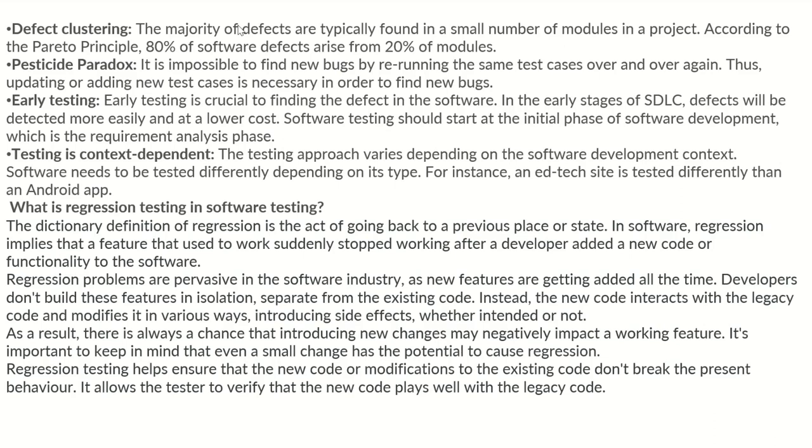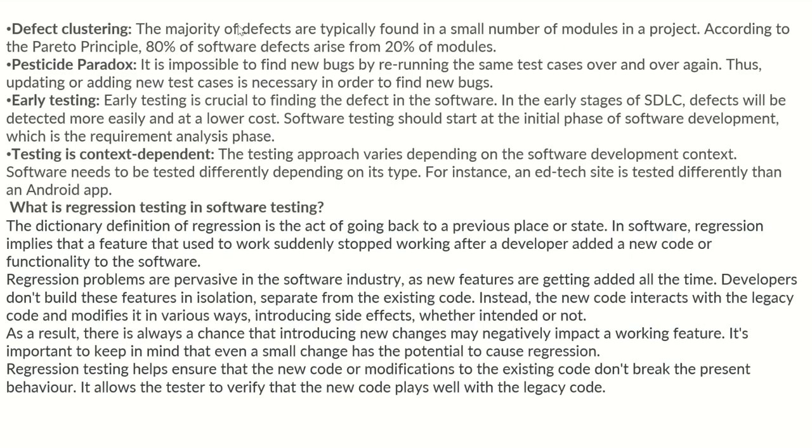So what is regression testing in software testing? So the dictionary definition of regression is the act of going back to a previous place or state. In software testing, regression implies that a feature that used to work suddenly stopped working after a developer added new code or functionality to the software.